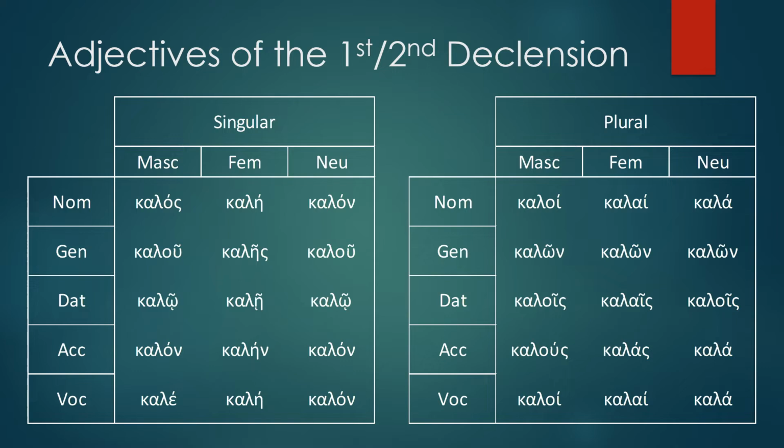Remember that adjectives have a persistent accent. So we have our accent on the last syllable, and unless we have to, we're not going to move it around. But some things can affect the quality of the accent, whether it's going to be an acute or it's going to be a circumflex. So let's just look at the nominative singular right now. Kalos, kale, kalon. Kalos and kalon both have short ultimas, but kale has a long ultima because eta is always long.